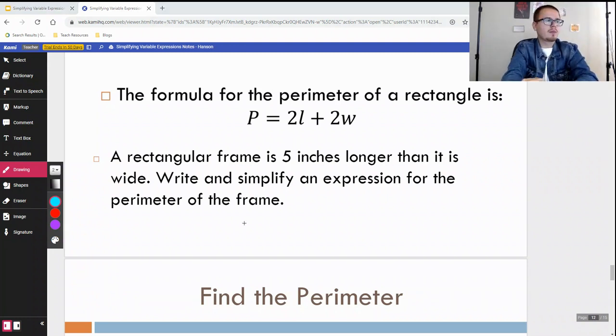All right, so we have the problem. A rectangular frame, 5 inches longer than it is wide. Okay, so think about what that would look like.